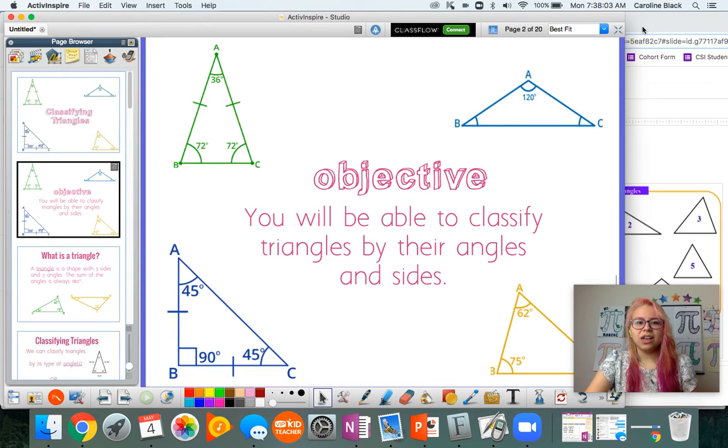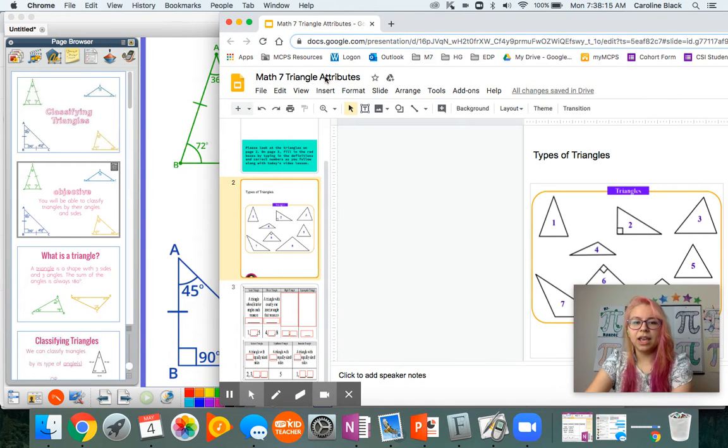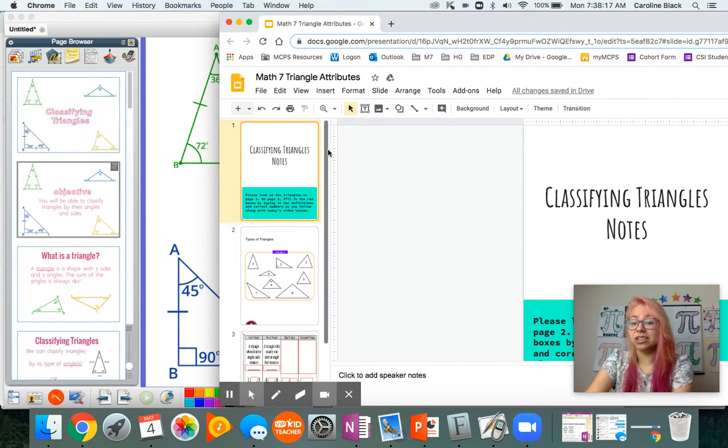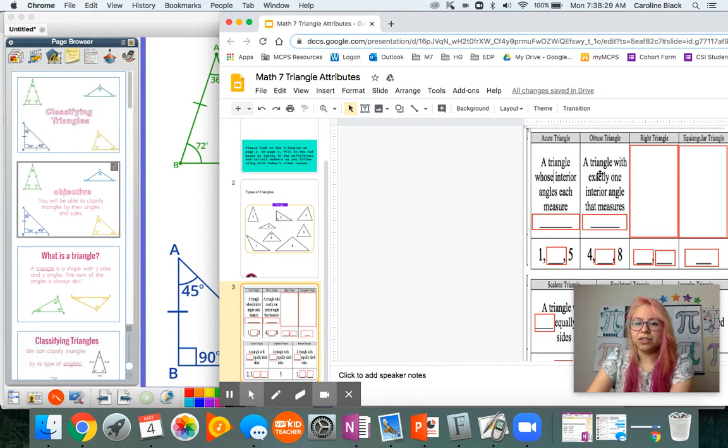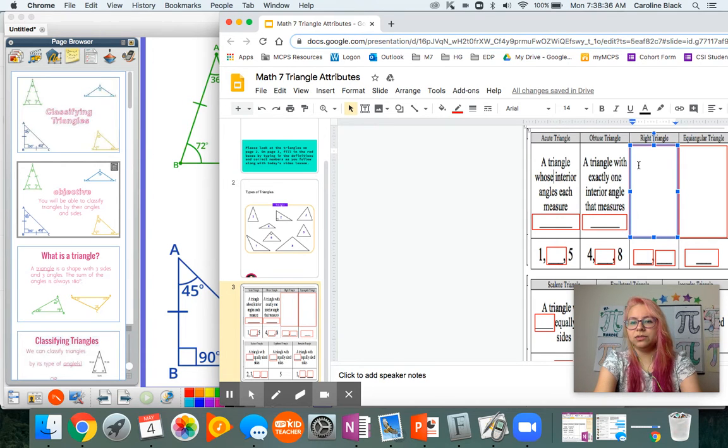So if you haven't done so already on either MyMCPS or Google Classroom, you should have downloaded a capture sheet that looks like this. It is a PowerPoint where you are able to follow along in this lesson and fill out the notes by double clicking inside of those red boxes and writing down your notes. Okay.